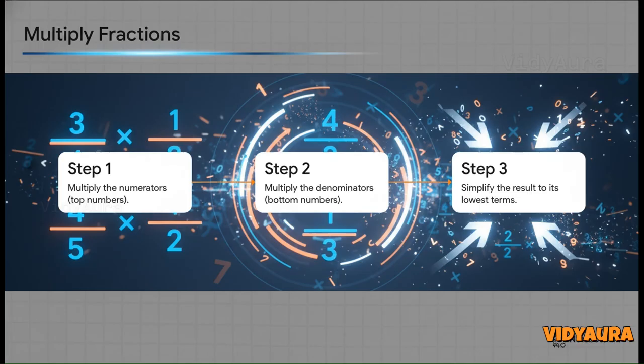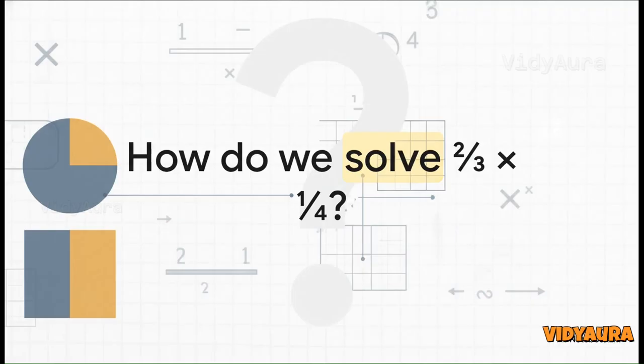First, you just multiply the top numbers together, the numerators. Then you do the exact same thing for the bottom numbers, the denominators. And the last step, and this one's really important, you always have to simplify your answer down to its lowest terms. Okay, theory's great, but let's put this rule to the test right now.